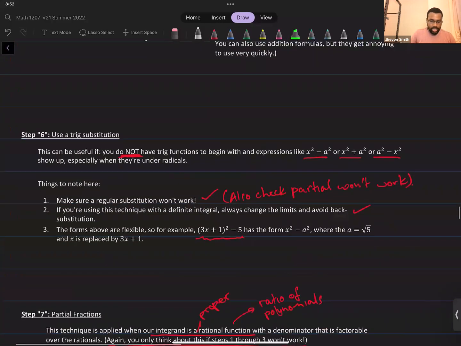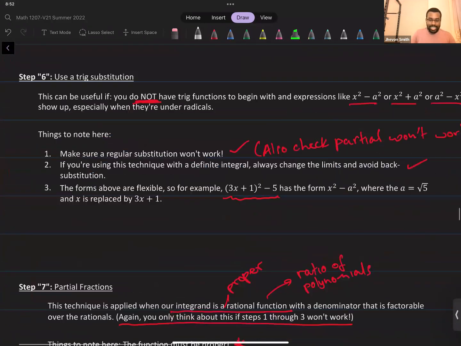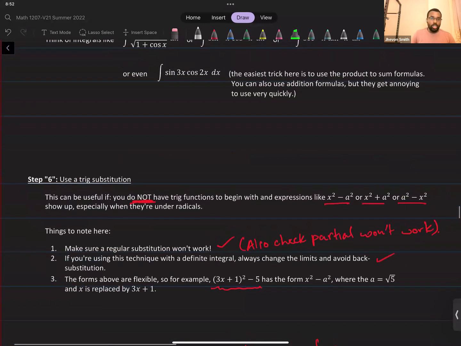Now, another thing is trig substitution. I would say it should be one of the last things you think about. You really only do this when you have no other choice, but it's important that you don't have trig functions in the beginning. You only have algebraic expressions. You can have radicals in them, that's fine, but you need to have an expression like x squared minus a squared, x squared plus a squared, or a squared minus x squared. If you don't have that, you cannot use trig sub.